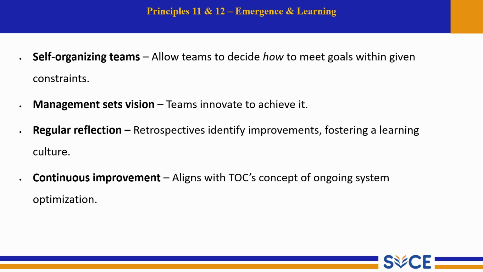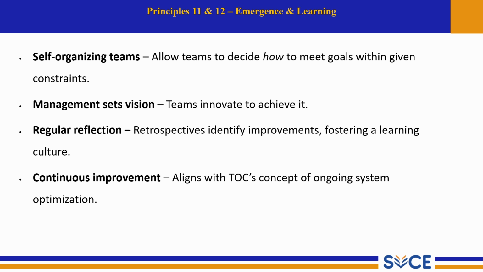And next one is continuous improvement. Agile is not just about delivering software, it's about constantly improving the process. Teams look for small ongoing improvements in workflow, communication, tools and skills. This aligns with the theory of constraints which focuses on optimizing the whole system continuously. So these principles make Agile a learning system. Teams improve after every sprint.